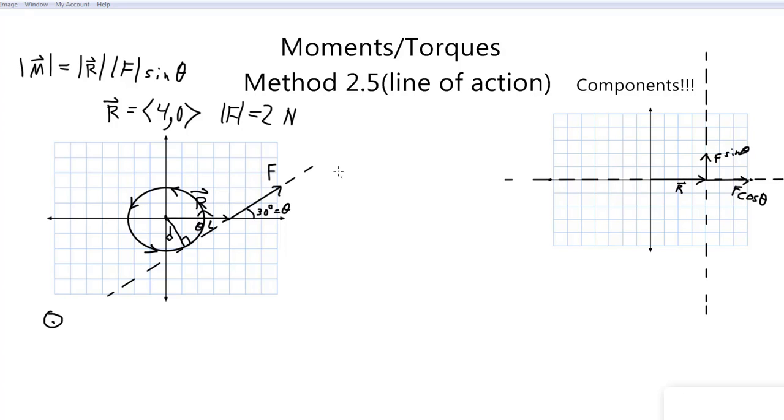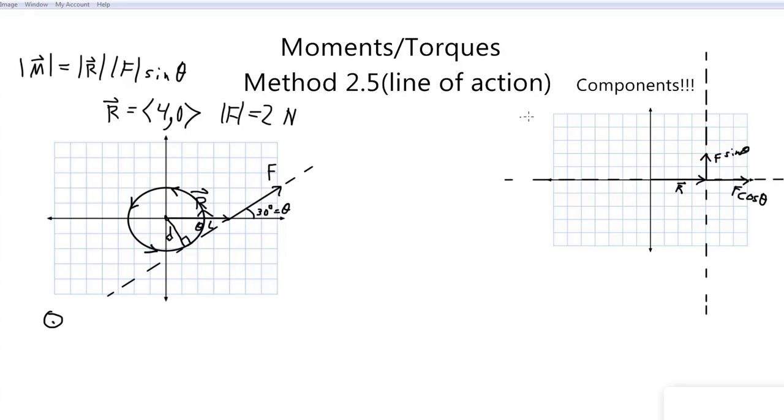Okay, so like I said before, this is going to be the method that I want you to use the most. This is going to be a two-parter. I decided to do this problem, and then I'm going to end with the 3D problem for this. Really, you do the same thing. It's really just force times the distance to the line of action.